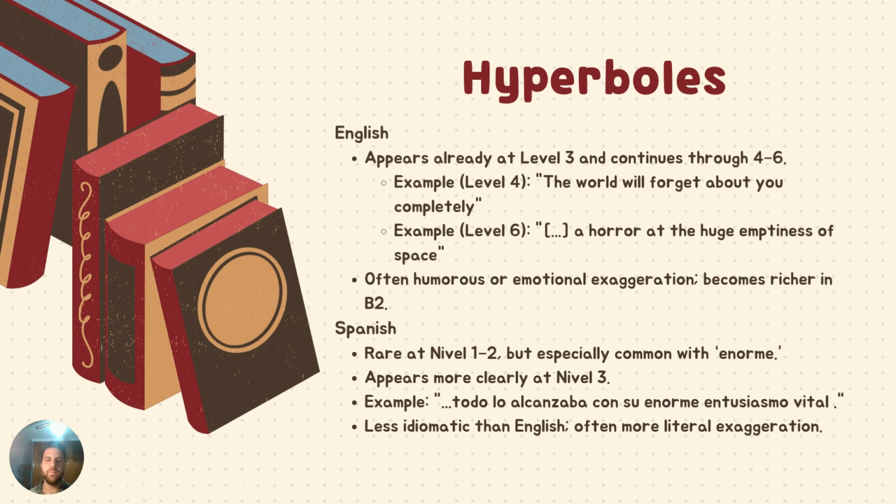Continuing with hyperbole, in English, it appears already at level 3 and continues through 4 to 6. Examples at level 4, for example, the world will forget about you completely, while at level 6, a horror at the huge emptiness of space. Often humorous or emotional, exaggeration becomes richer in B2, while in Spanish it is rare at nivel 1 y 2, but especially common with enorme, and appears more clearly at nivel 3. Example, todo lo alcanzaba con su enorme entusiasmo vital, less idiomatic than English and often more literal exaggeration.